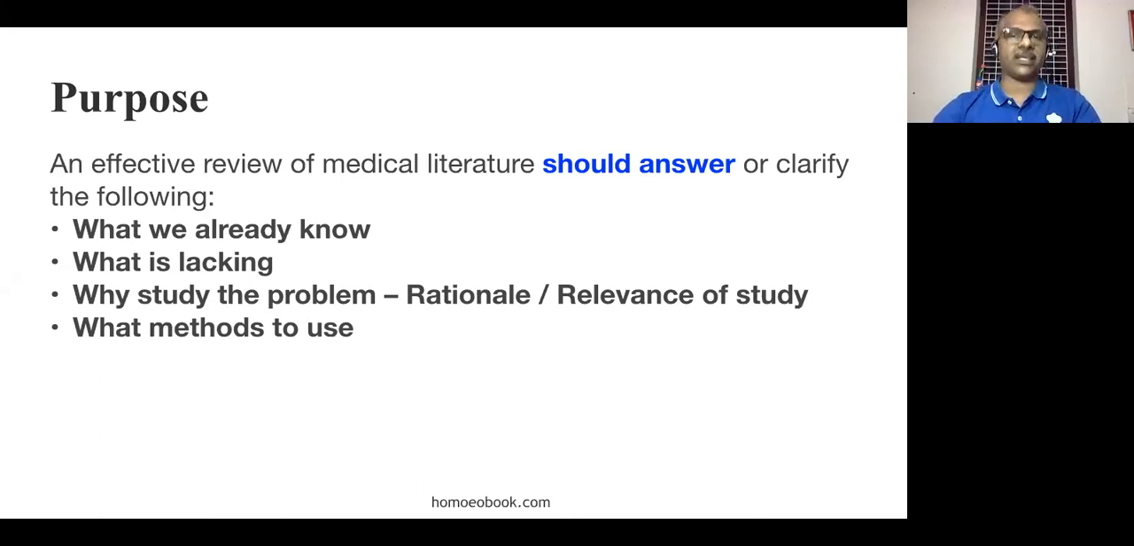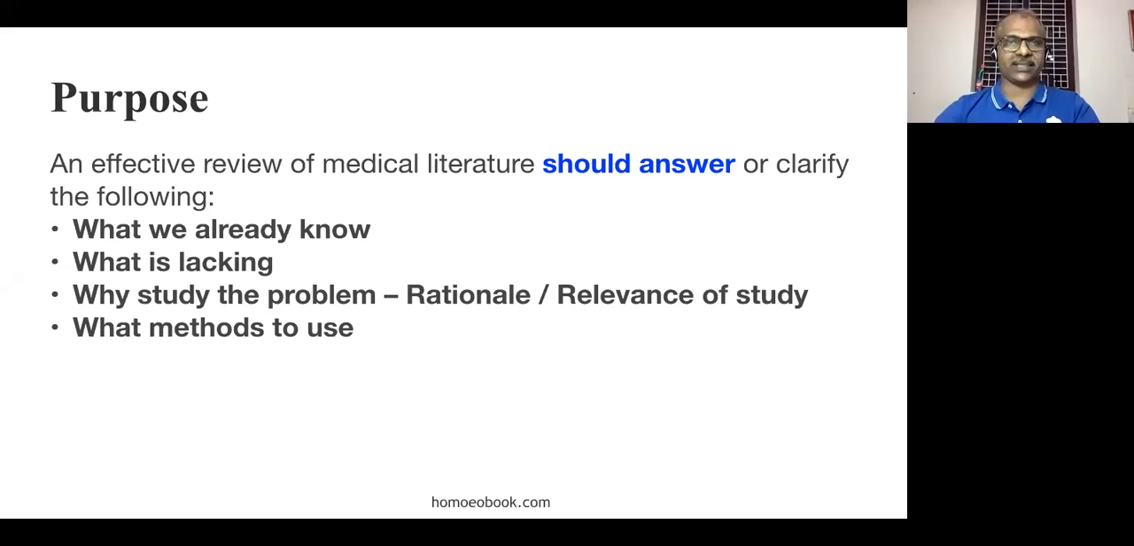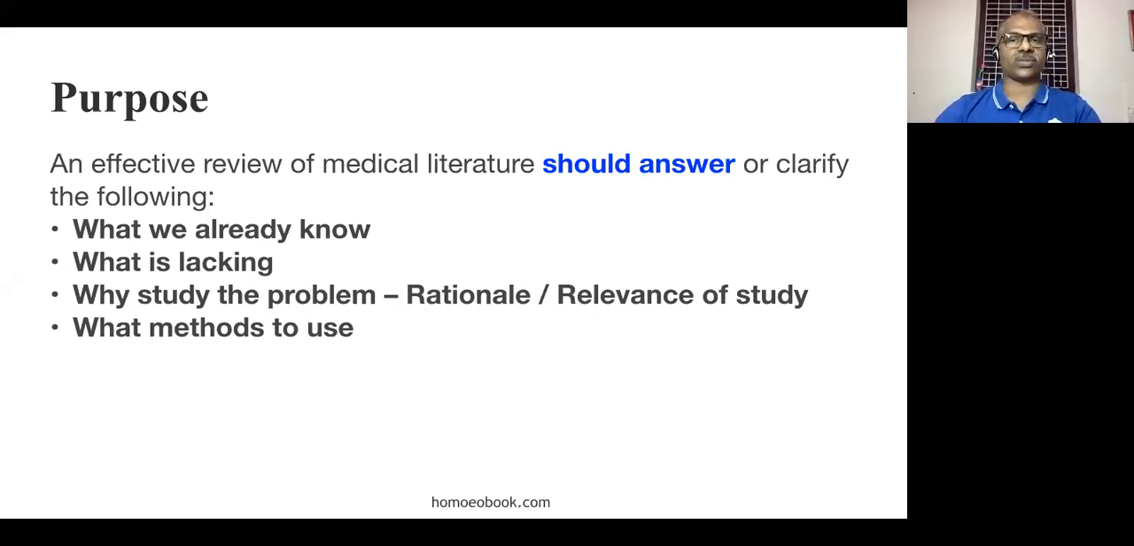So this is the main purpose of a literature review. What we already know, what is lacking, why study the problem, that means the relevance of the study, that means you have to justify the reason for this study, reason for selecting this topic also, and what methods to use. You will get all these 4 things from a good literature review.